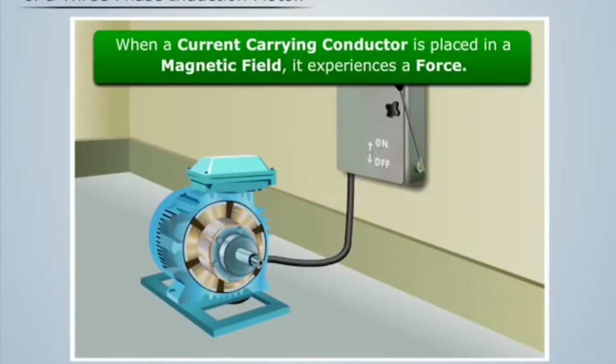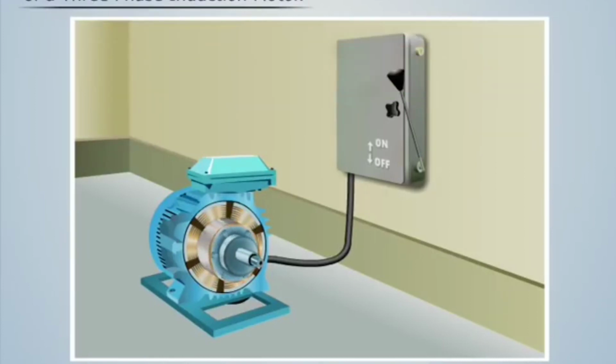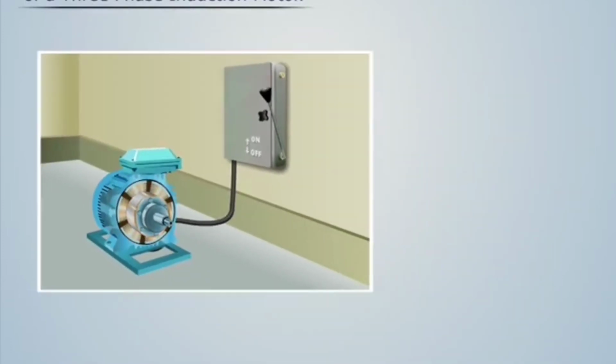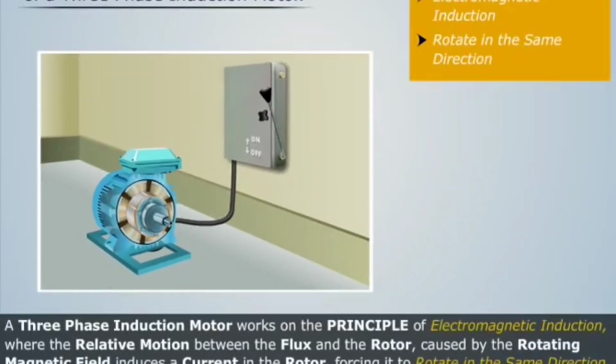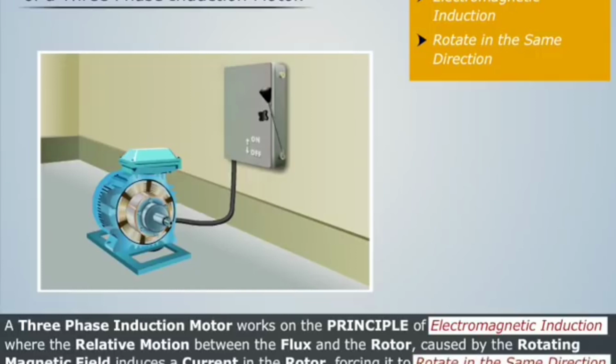We know that when a current-carrying conductor is placed in a magnetic field, it experiences a force. Similarly, when a current-carrying rotor is placed in the stator magnetic field, it experiences a force and starts rotating. The direction of rotation of the rotor is the same as that of the rotating magnetic field of the stator. We can say that a three-phase induction motor works on the principle of electromagnetic induction, where the relative motion between the flux and the rotor caused by the rotating magnetic field induces a current in the rotor, forcing it to rotate in the same direction.